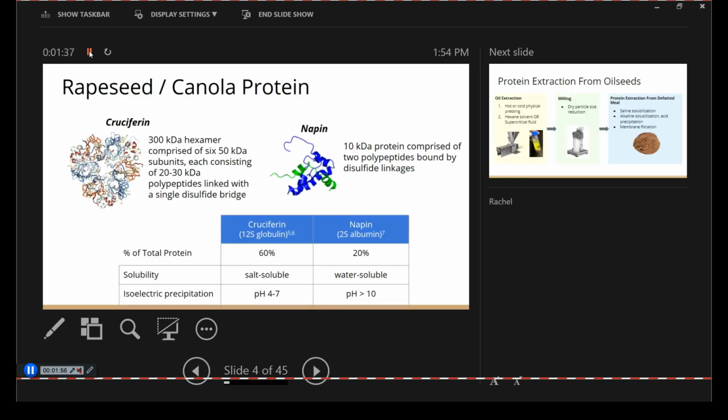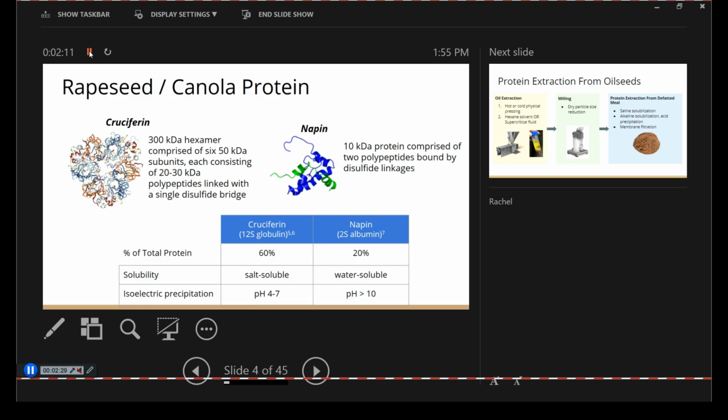The two major proteins that are present in canola and rapeseed are cruciferin and napin. Cruciferin, being the larger of the two as a globulin, is comprised of 6 subunits that are connected with disulfide bridges, whereas on the flip side, the napin is smaller and it is comprised of 2 polypeptides that are connected with a disulfide linkage. The cruciferin makes up about 60%, whereas the napin only makes up about 20% of the total protein in canola. The cruciferin is salt-soluble, whereas the napin will be water-soluble.